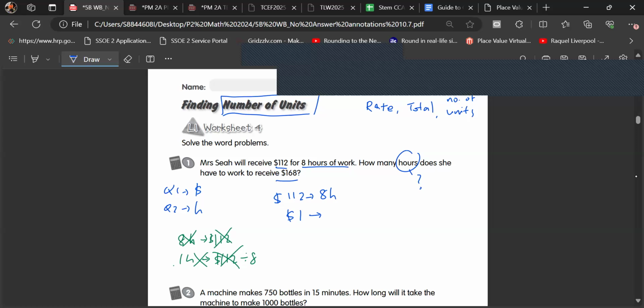So I think about it this way. From 112 to become $1, I must divide by 112. So for the hour, I'll put 8 divided by 112 hours. It is 8 divided by 112, not 112 divided by 8. I repeat again. It's not 8 hours. I'm not finding per hour rate. I'm finding per dollar an hour. How many hours per dollar?